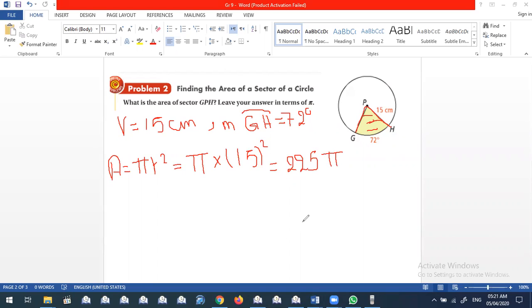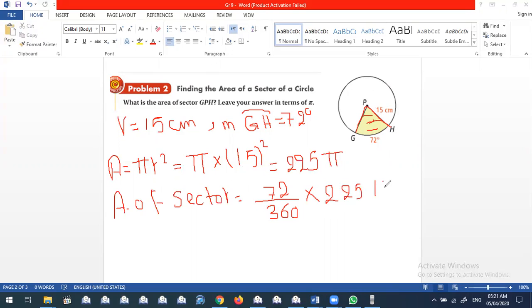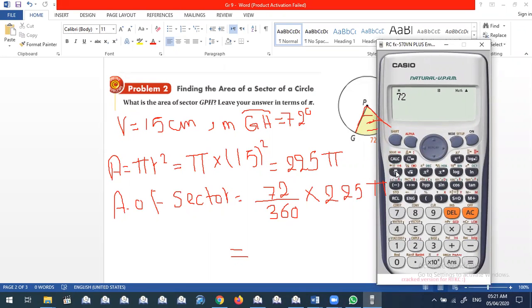Now we can find the area of the sector. Area of the sector equals the measure of the arc. We already have the measure of the arc of this sector, which is 72. So 72 over 360 times pi r squared, which is the area. So it will be times 225 pi. Let's find the final answer. We are going to multiply 72 over 360 times 225. That gives 45, and beside it the letter pi. So the final answer is 45 pi.